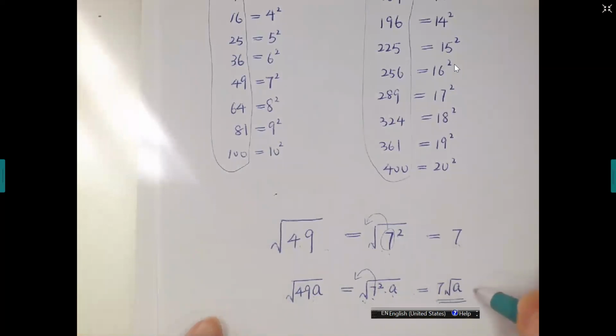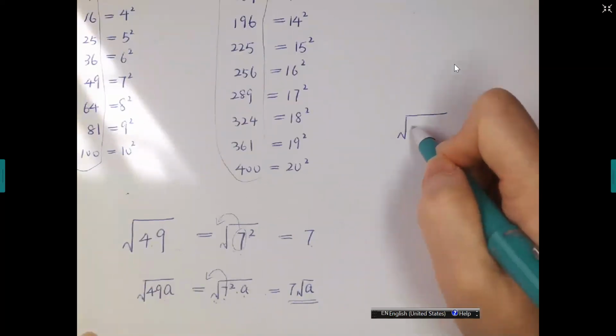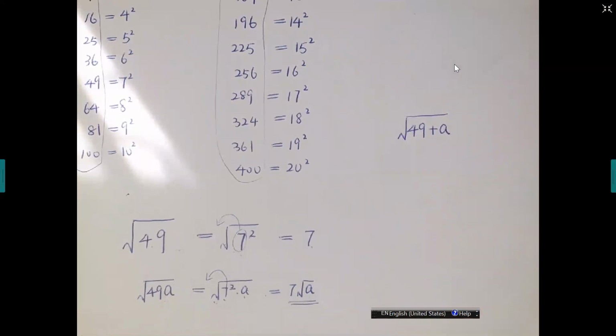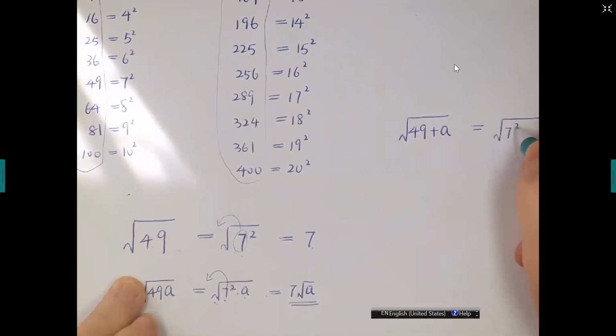Okay, so now if I give you another one. So you might ask me, Professor, if we have this expression, square root of 49 plus 8. Okay, I know what 49 is. 49 equals 7 squared.